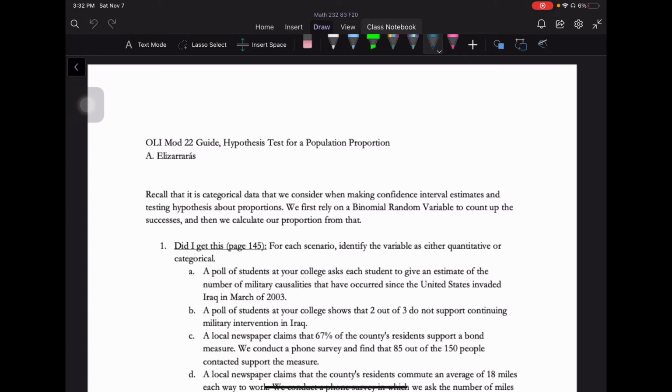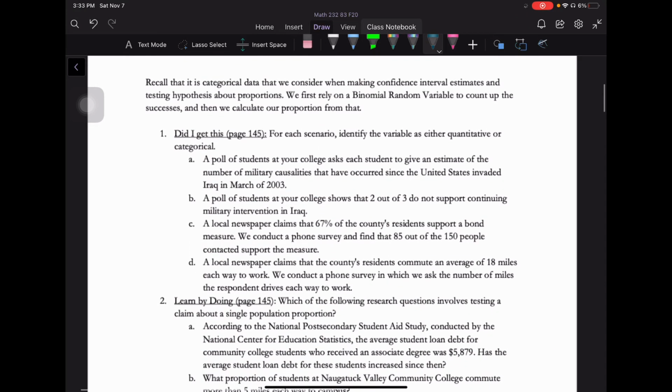Hi everyone, we are going to get into Module 22 when we are doing hypothesis testing for a proportion. So we're going to do the four-step process that we talked about earlier: state, plan, do, conclude. We're going to go through that for multiple problems.